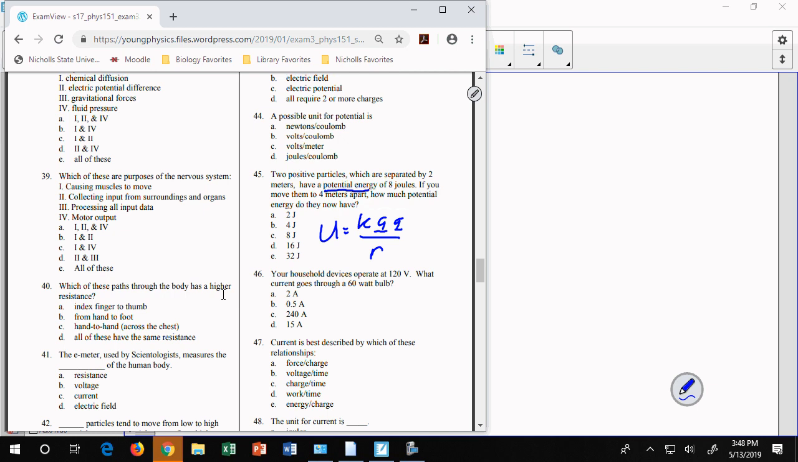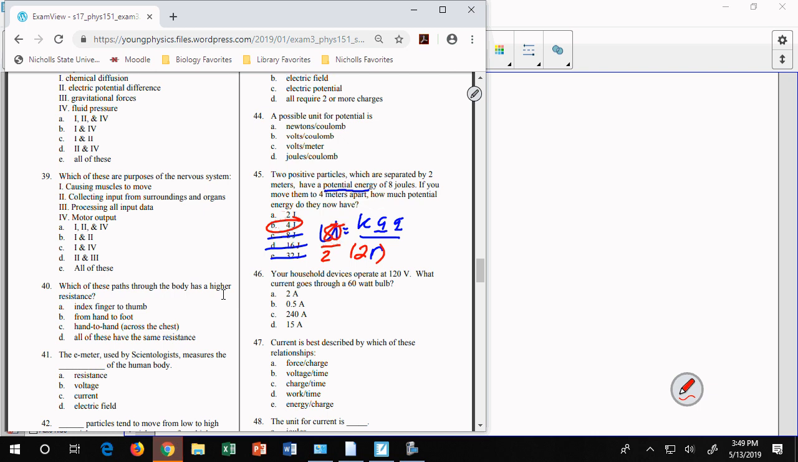And so whereas the energy was 8 joules, I know now that it has to be either 2 or 4 joules. So I had 8 joules here before. I double R. That means I get a factor of 2 over here. 8 divided by 2 is 4.